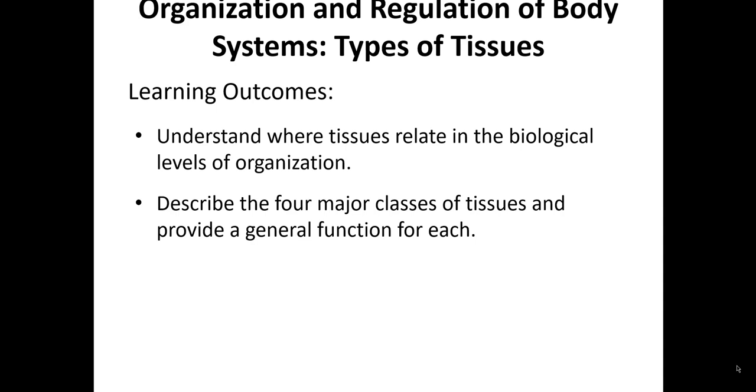Today we're going to start on a new module on the organization and regulation of body systems and the types of tissues. Learning outcomes are: understand where tissues relate in the biological levels of organization, describe the four major classes of tissues, and provide general functions for each.